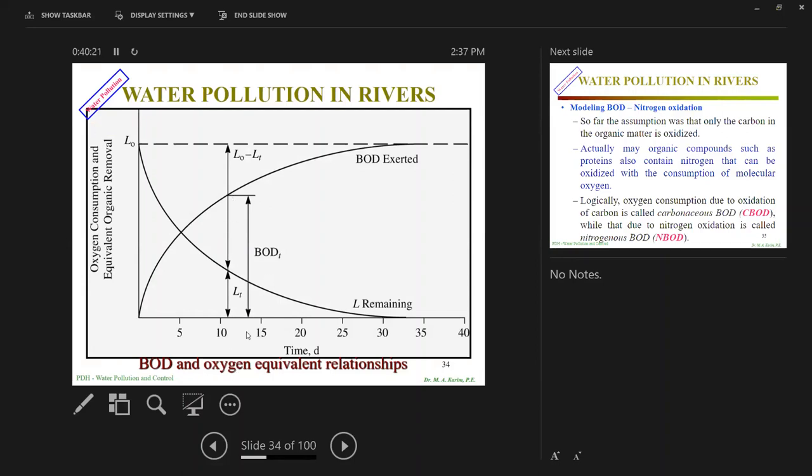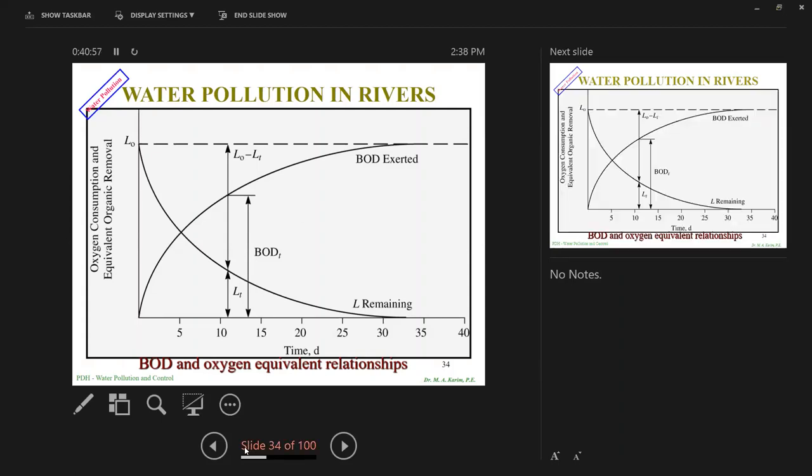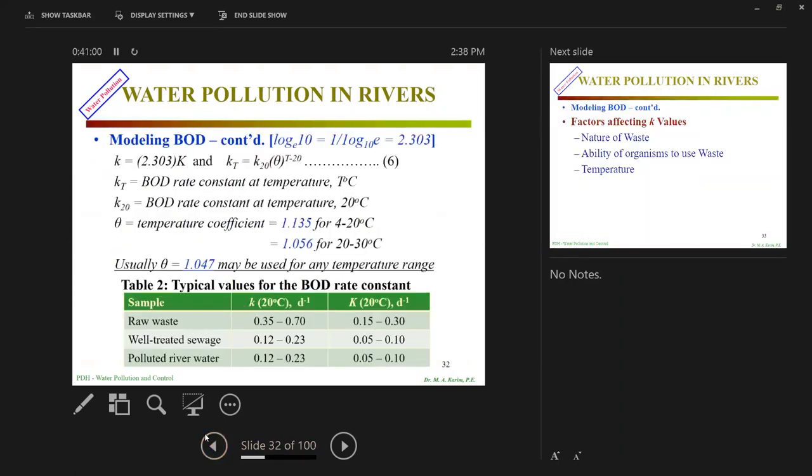And this part would be whatever the total amount L0 minus L_T at any time, okay? And this is the BOD. The other part is the remaining BOD, that means how much oxygen is there. This is BOD exerted, how much it is. So BOD exerted would be L0 minus L_T. If I know the whole thing and I know this is L_T, then the part between these two is the same as this. So from here to here is the same as this. That's the reason we have a negative sign over here.